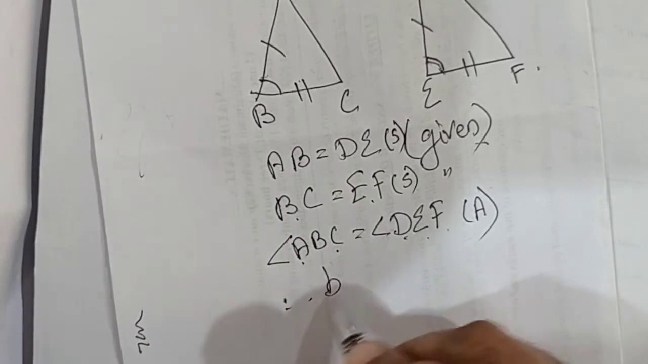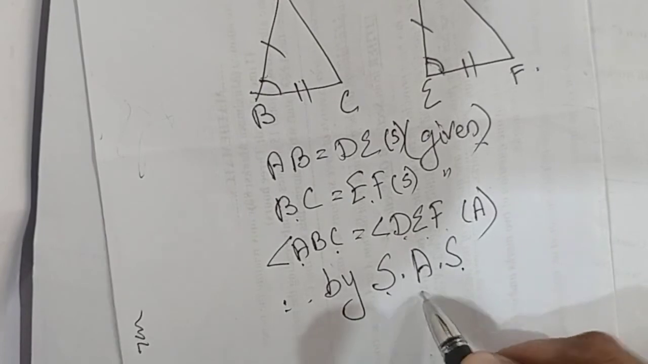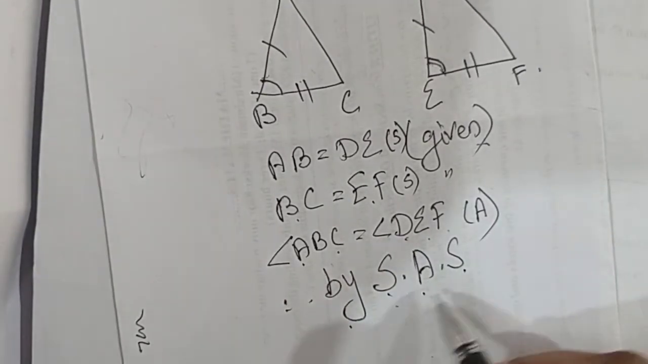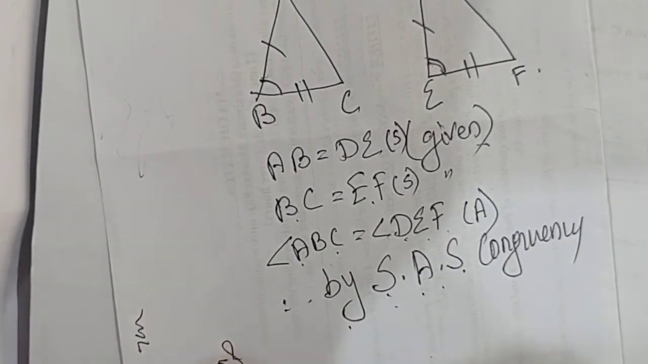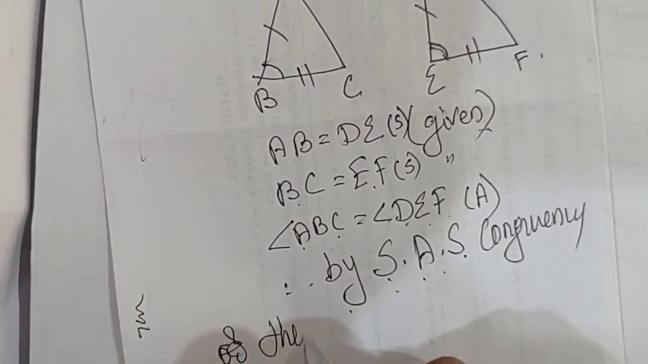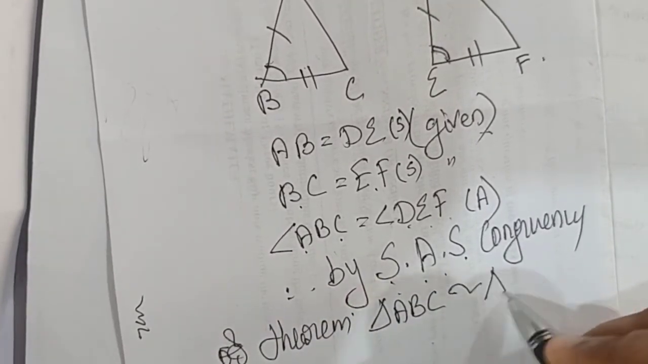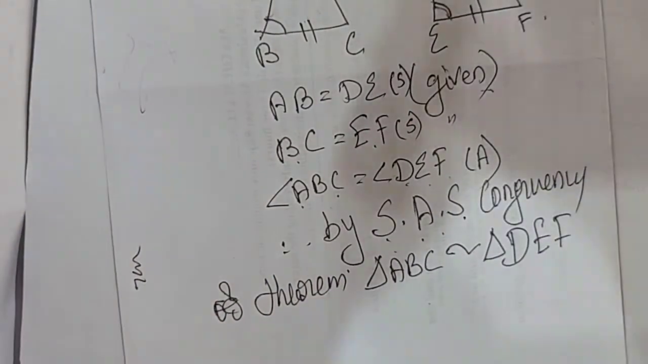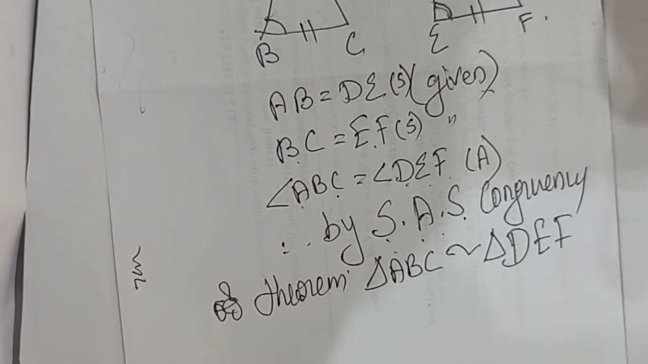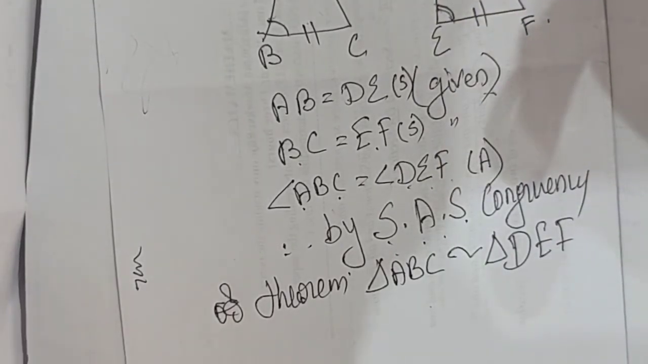Therefore, by SAS, two sides and one angle, by the SAS congruency theorem, triangle ABC is congruent to triangle DEF. That is SAS. Okay, students?